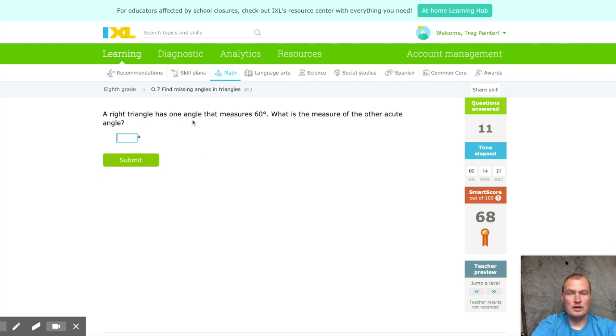A right triangle has one angle that measures 60 degrees. What's the measure of the other acute angle? So remember, a right triangle has a 90-degree angle. So let's do 180 minus 90. We got that one memorized. 180 minus 90 is 90. And 90 minus 60 leaves us with 30 left. So this one's got to be a 30.